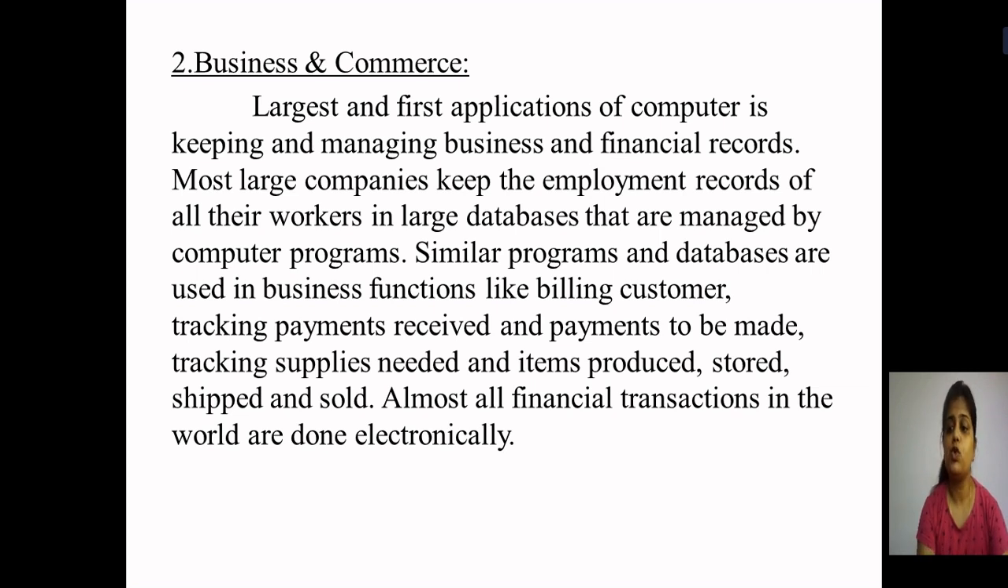So you can maintain different types of records, whether the billing of the customer is done and stored in your database, whether tracking of the particular payment, that is, payment is done or payment is yet to be made. For example, if you are doing online shopping, then at that time you get the bill generated. That bill is generated from the database of Flipkart. They will check whether the payment has been received from you or you have to make the payment.